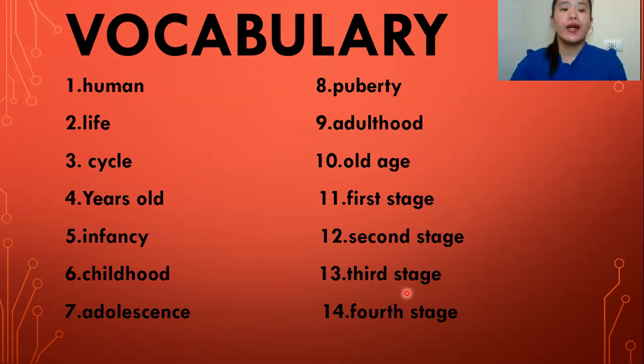Okay, now let's repeat all together. Human, life, cycle, years old, infancy, childhood, adolescence, puberty. 9, adulthood. Number 10, old age. 11, first stage. Number 12, second stage. Number 13, third stage. Number 14, fourth stage.